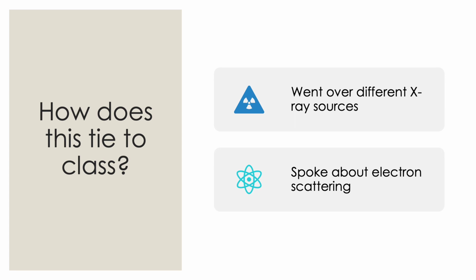Just to tie it into class, we went over different X-ray sources and methods that utilized X-ray. So this would just be an added-on method that also utilizes X-ray. Another one is we spoke about electron scattering. This is pretty similar to what happens in X-ray crystallography with the diffraction and the beams.